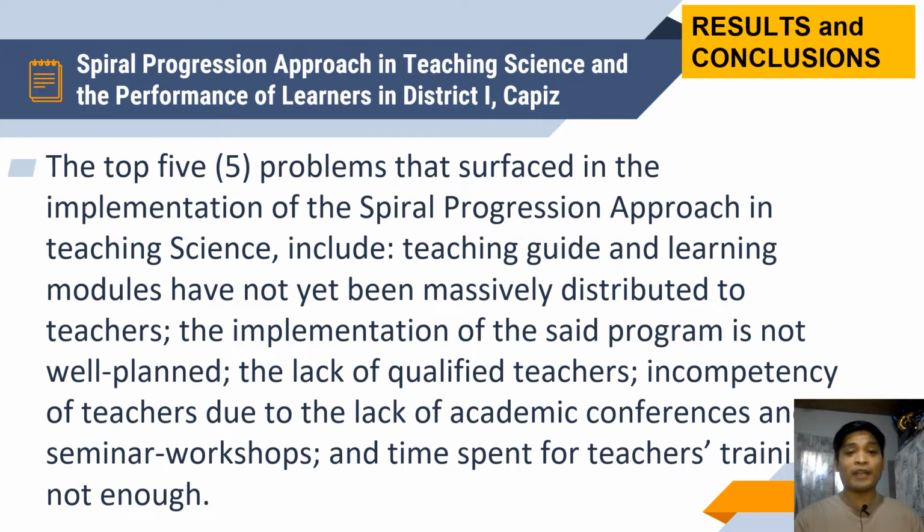The top 5 problems that surfaced in the implementation of the spiral progression approach in teaching science include: teaching guides and learning modules have not yet been massively distributed to teachers; the implementation of the said program is not well planned; the lack of qualified teachers; incompetency of teachers due to the lack of academic conferences and seminar workshops; and the time spent for teachers' training is not enough.